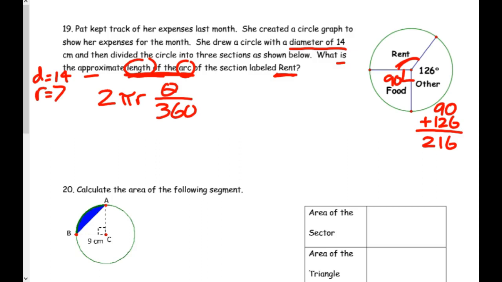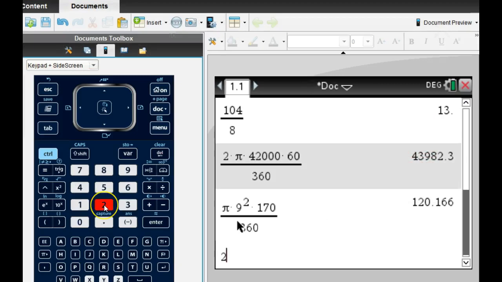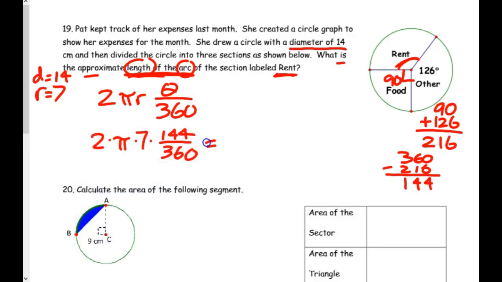And the whole circle is 360. 360 minus 216. Okay, gives me 144. Alright, so I'm going to do 2 pi 7 and then 144 over 360. Everything's being multiplied. 2 pi 7, 144 over 360. 17.59. And my units are centimeters.